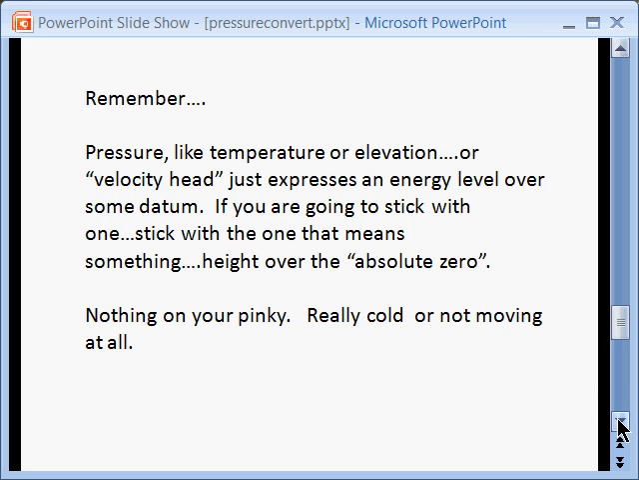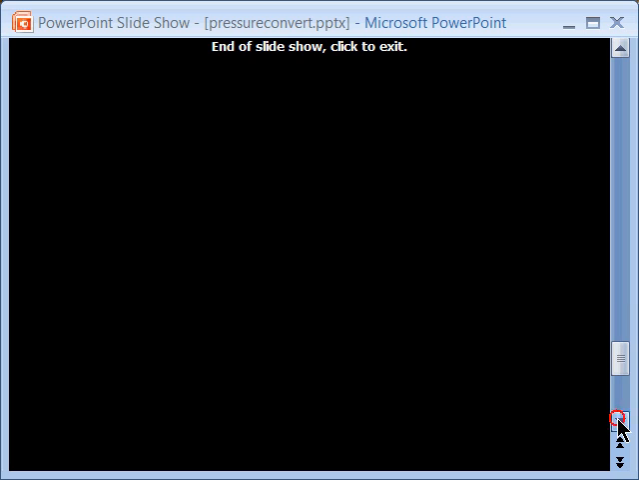Remember, pressure, like temperature, elevation, or velocity head, just expresses an energy level over some datum. If you are going to stick with one, stick with the one that means something, and that is the height over absolute zero. In other words, nothing, no pressure, or very, very cold, down to minus 273.15 Celsius or 0 Kelvin.